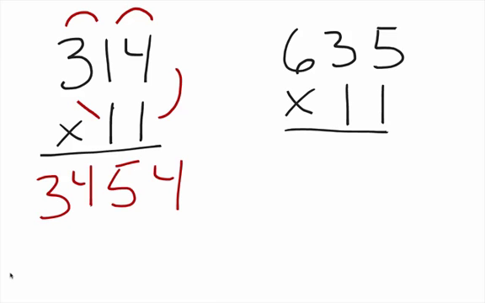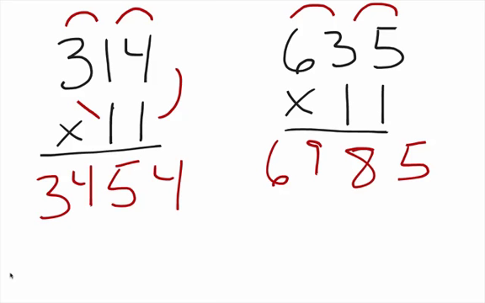Real simple. Same thing over here. 635 times 11. Again, we have our 6. We have our 5. How do we get the middle numbers? 6 plus 3 is 9. 5 plus 3 is 8. So we have 6,985. You should be able to do these in your head. You're going to have little quizzes after this video. So please do the quizzes so you can lock your skills in.